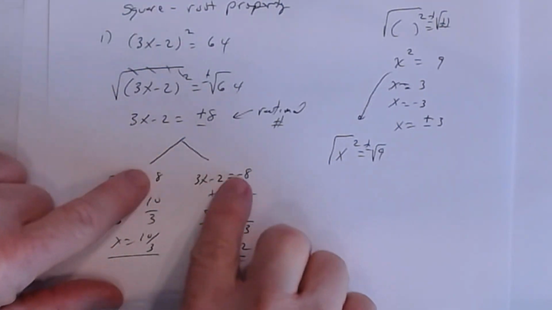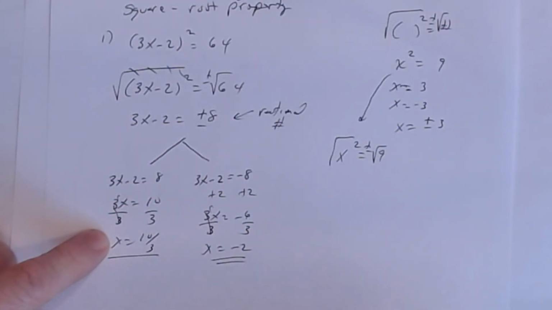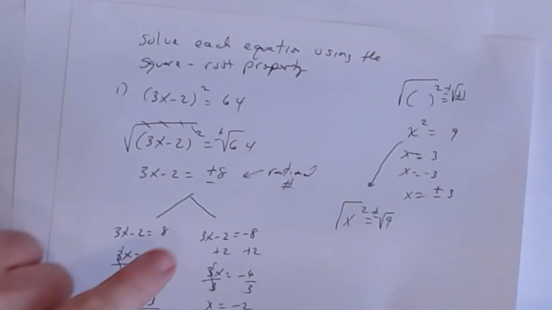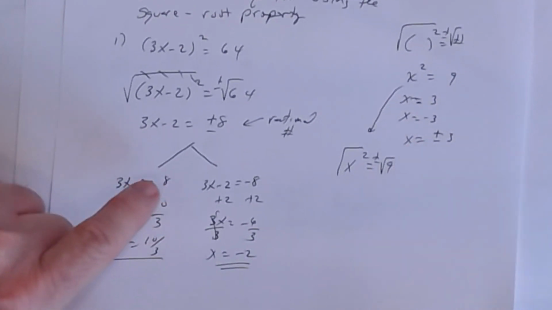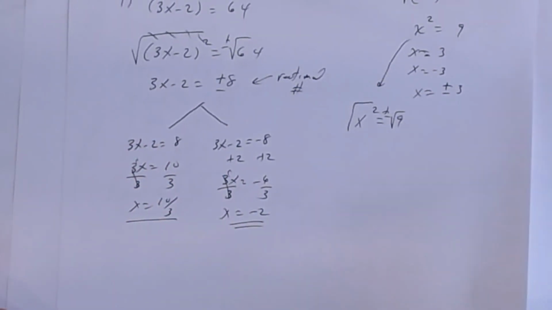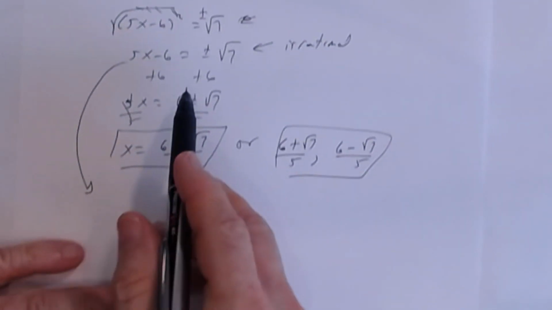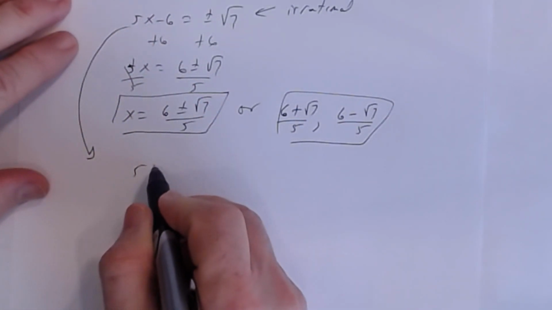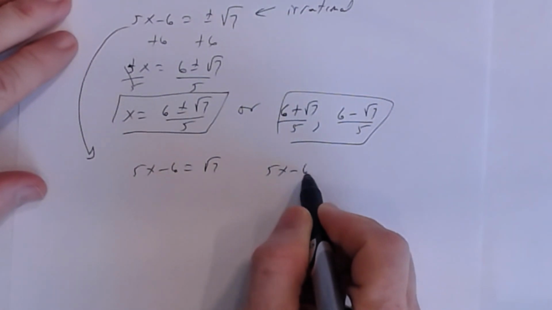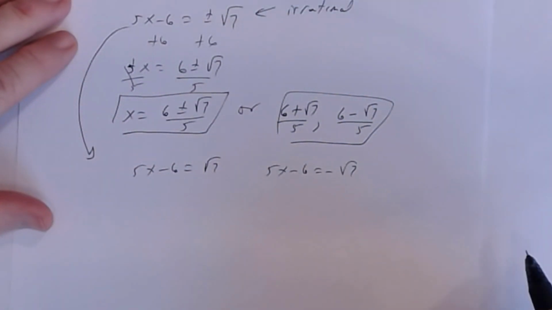Now, here's what someone else would have done to make it look just like this. Remember how we split it apart like this? You could have done that with this. I just went ahead and left it like this because this was an irrational number. Here, if it's rational, you do have to split it apart to tell me what the rational solutions are. So you could have done that here. You could have said 5x minus 6 equals square root of 7, and 5x minus 6 equals negative square root of 7.